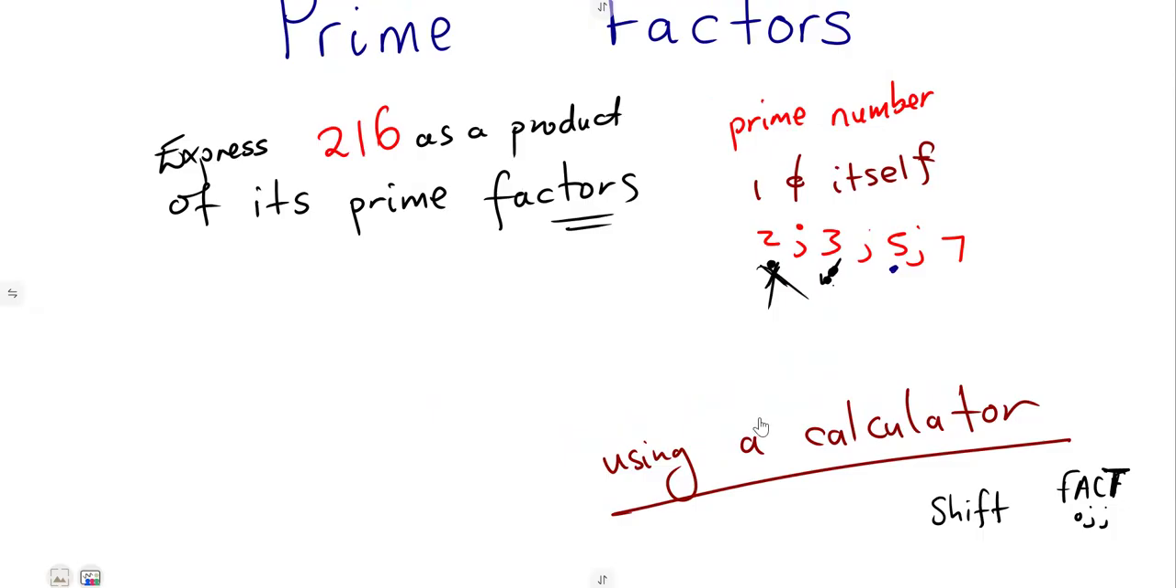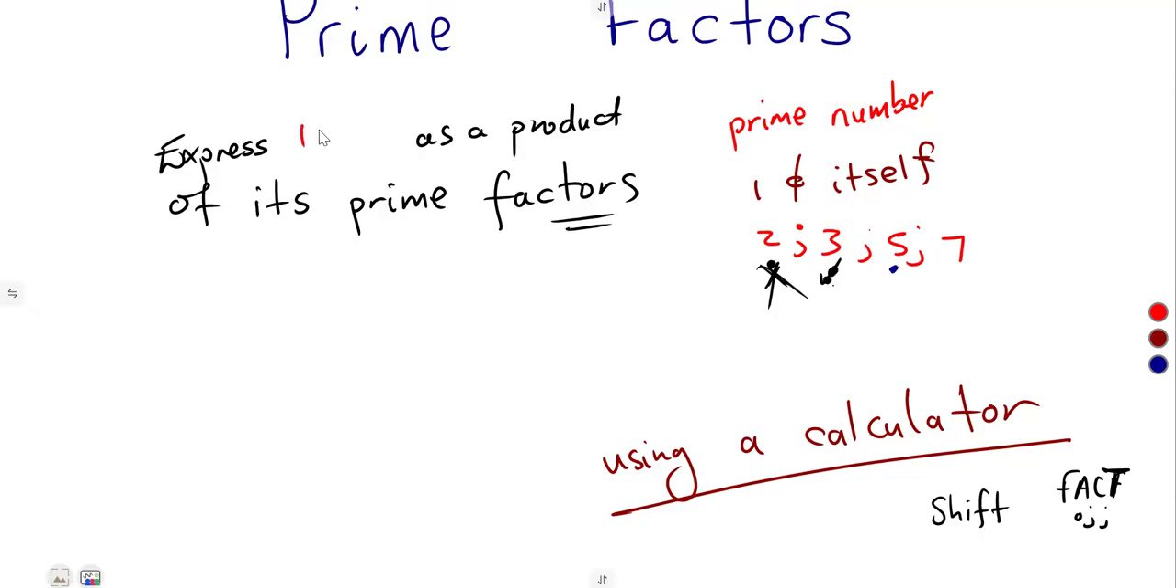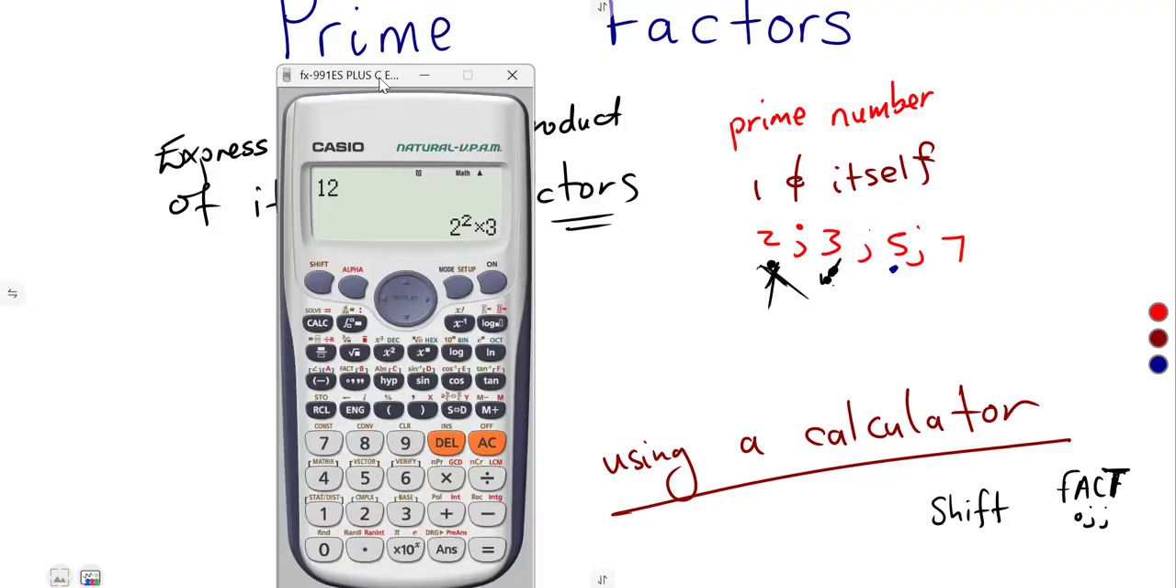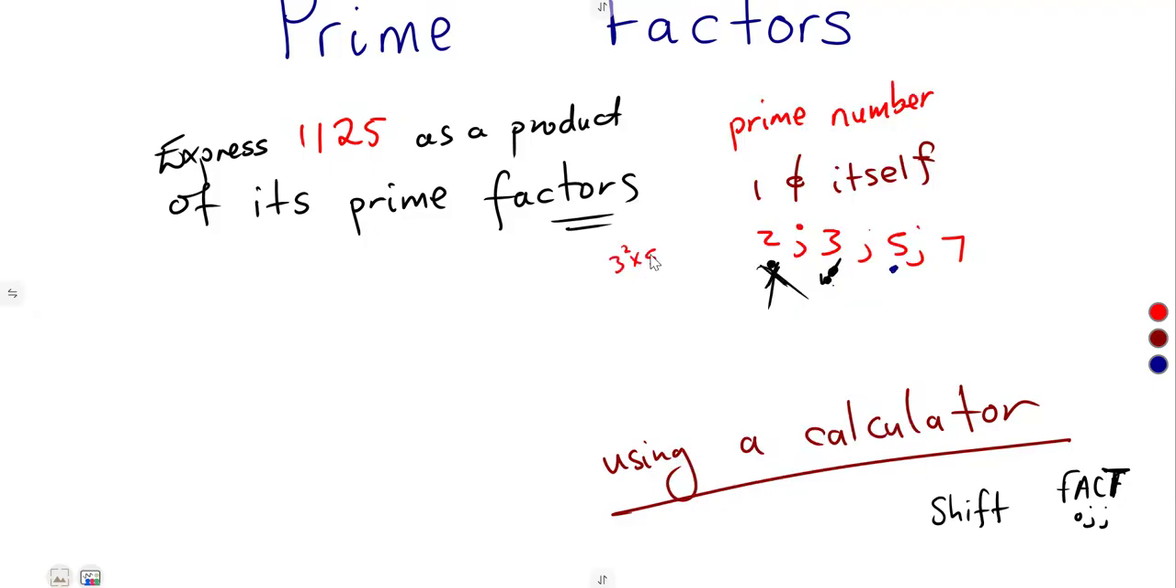All right, let's try this one. We're going to use a calculator and also use the ladder diagram. Express 1125 as a product of its prime factors. If we are going to use a calculator, it was direct. You're just going to take 1125 is equal to, then shift fact: 3 to the exponent of 2 times 5 to the exponent of 3. So we want to see if exactly we are going to have this 3 to the exponent of 2 times 5 to the exponent of 3.